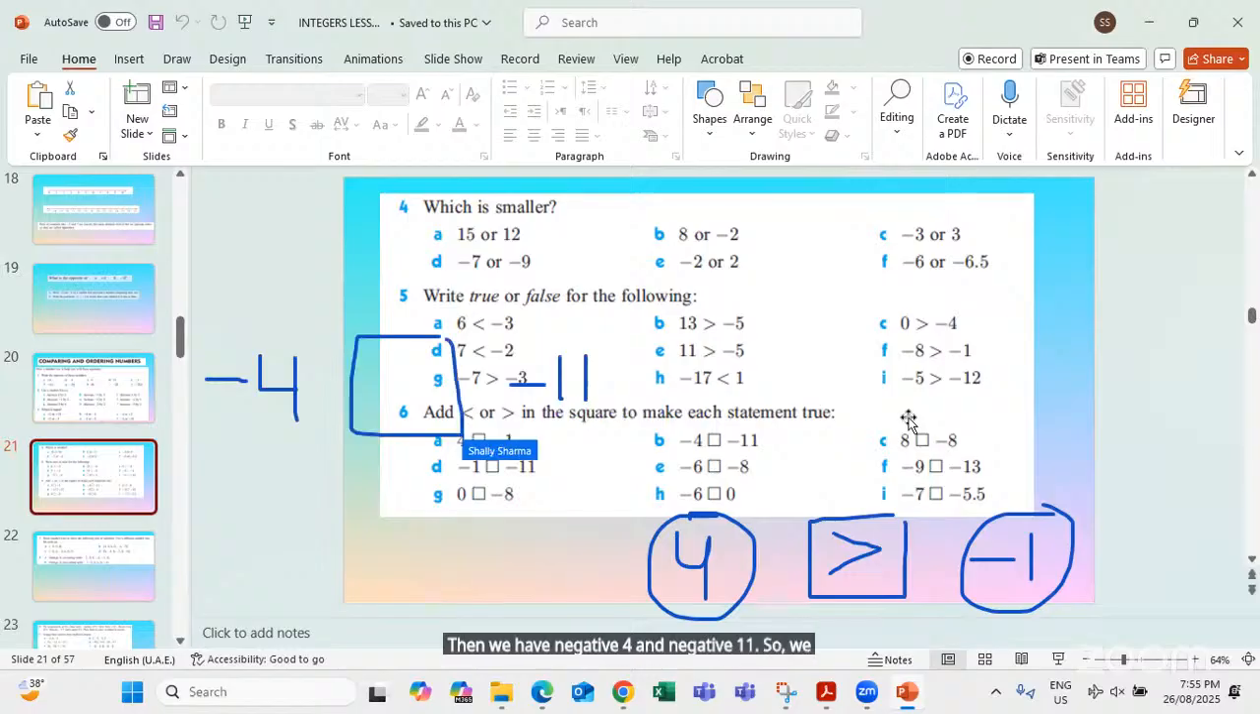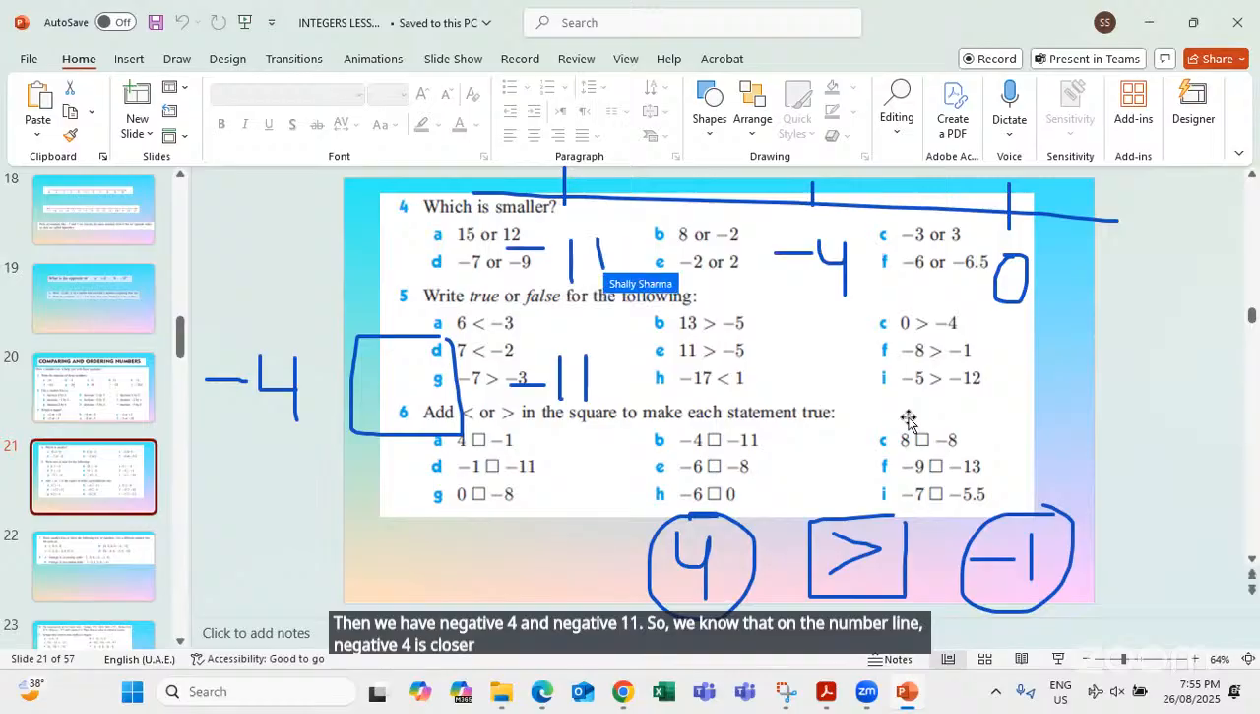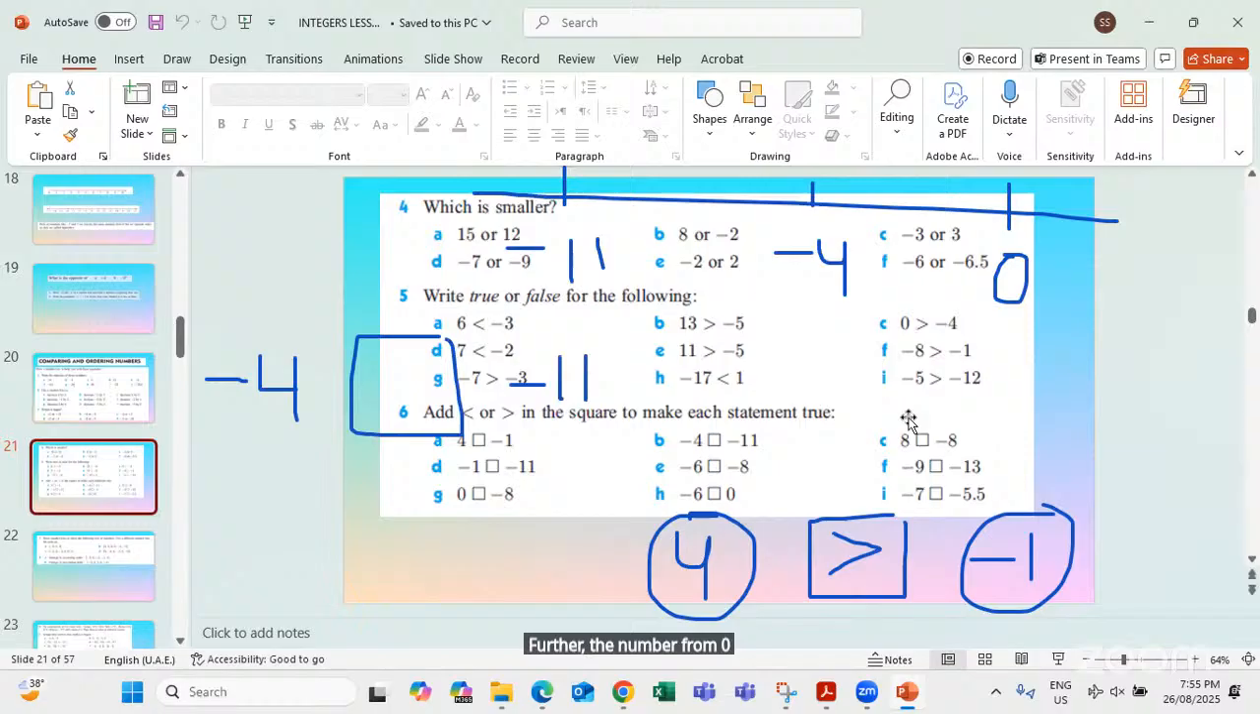Then we have negative 4 and negative 11. So we know that on the number line, negative 4 is closer as compared to negative 11 from 0. The further the number from 0 on the left side, the smaller the number will be. So negative 11 is smaller. So it will be this sign. And this way you can complete all of the rest of the questions.